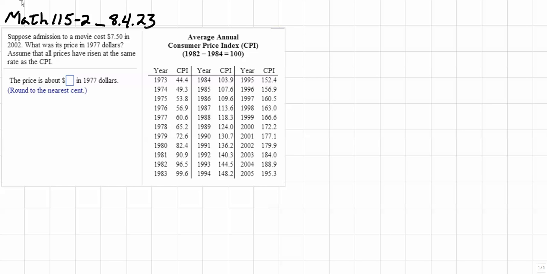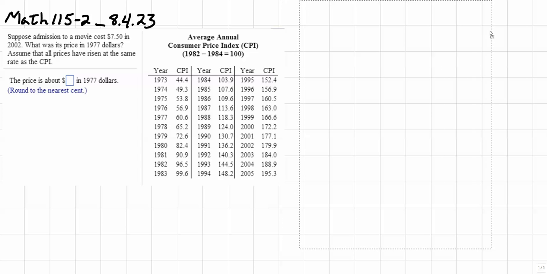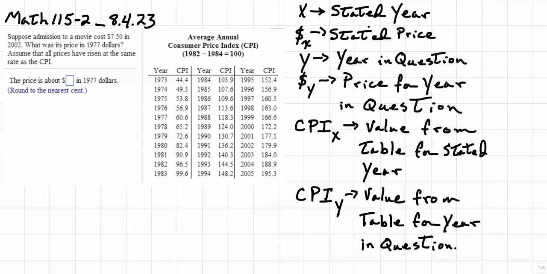Now what we want to do when we look at these particular problems is understand a few of the things that are contained in the problem, and we're going to use the following associations. X will be the stated year, and the stated year is going to be for us 2002. So that's the year that we're looking at. Dollar sub X will be the stated price. That's going to be $7.50. So we use this as our stated price, and we use this as our stated year.